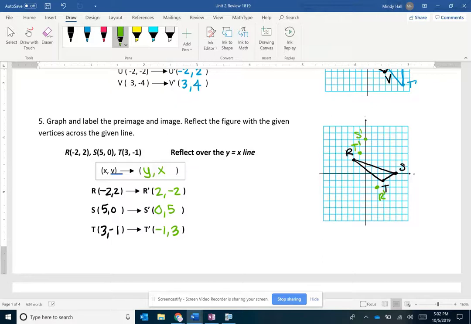So then, we draw some lines. And we make our triangle. And in case you forgot that y equals x line, it just goes through the origin and just goes up 1 over 1 the entire time. So you can see that these just reflect over that pink line.